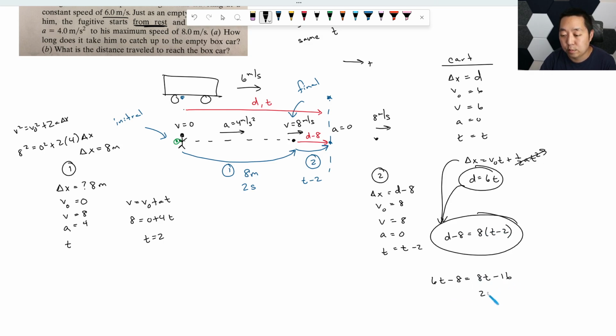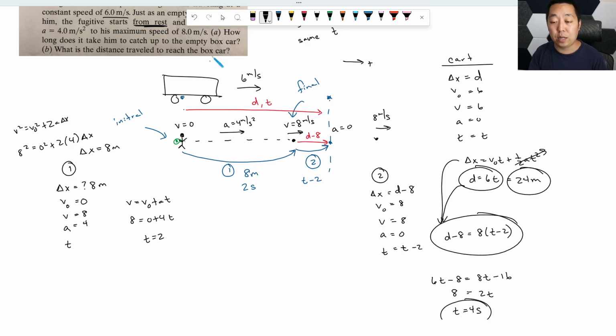Move that over, that becomes 2t. Move that over, it becomes 8. So t is equal to 4 seconds. So it took 4 seconds for the entire thing. And how far did we travel in the 4 seconds? 4 times 6 is going to be 24. So d is going to be 24 meters. So it takes 24 meters and 4 seconds to catch up. Okay, so that's parts A and B there.